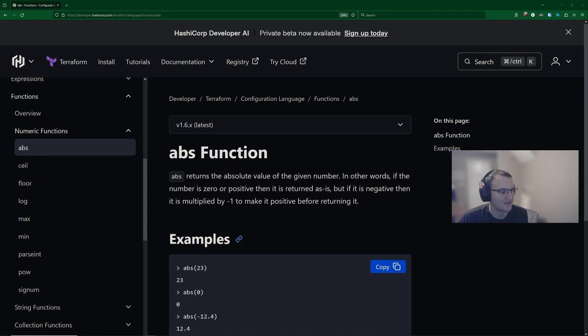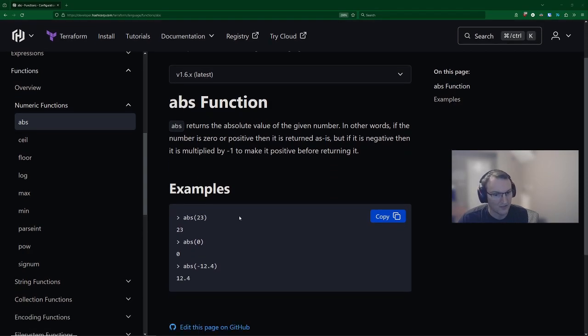So what ABS does is it gives you the absolute value of a given number. If it's 0 or positive, then it's returned as is, but if it's negative, it's multiplied by -1. Essentially what you get out of it is always a positive number. So if you have data that is negative, but you need it to always be positive, you would feed it through the ABS function first.